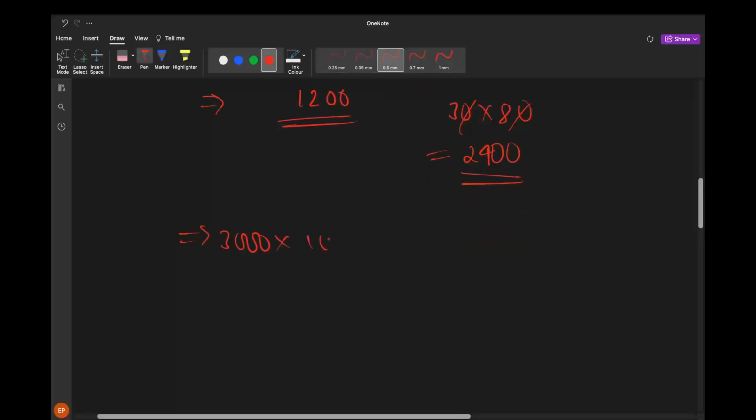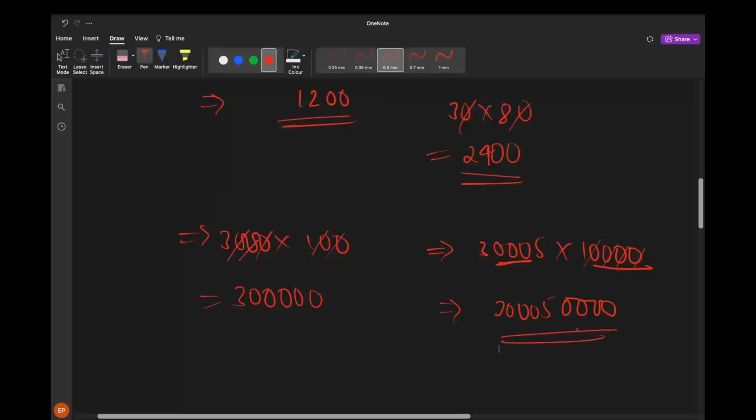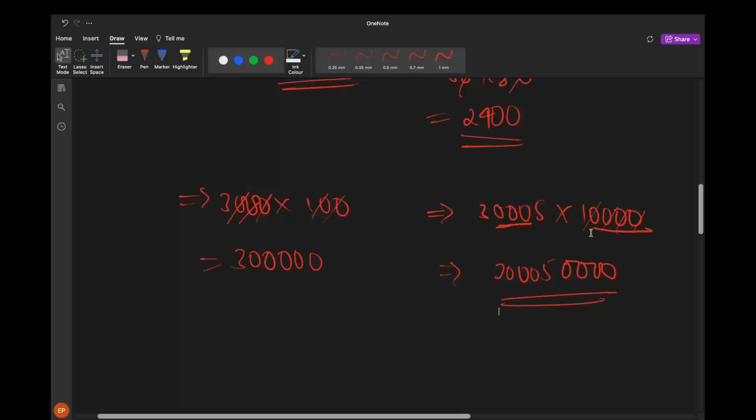Let me take some more. 3000 into 100. 3 ones are 3. How many zeros? 1, 2, 3, 4, 5. Let me take another. 30005 into 10000. Here how many zeros? 1, 2, 3, 4. But don't count these digits because the zeros should be at the end. Here no zeros, so only we will count these zeros. How many? 1, 2, 3, 4. 4 zeros. 30005 into 1, 3005. This will be the answer. Don't be confused. You have to consider only the last zeros, not the in-between zeros.